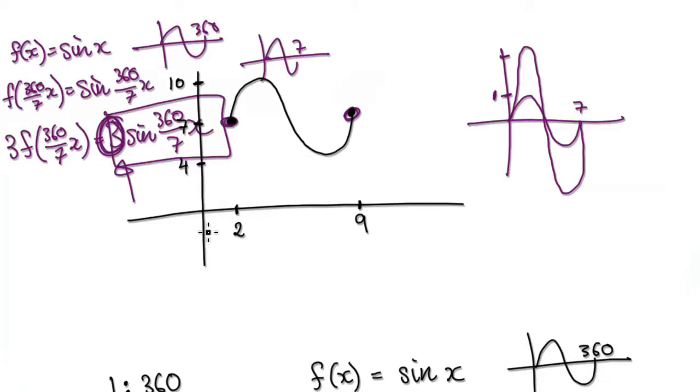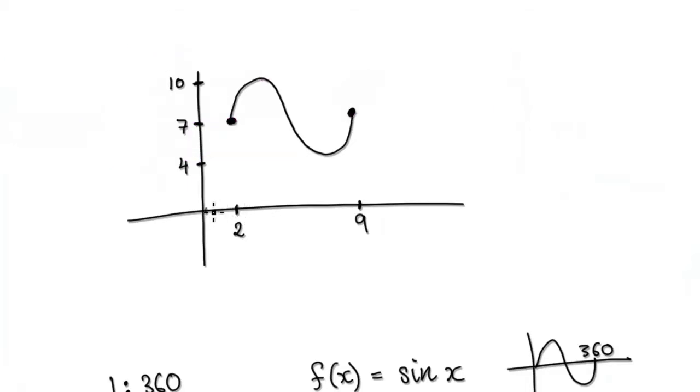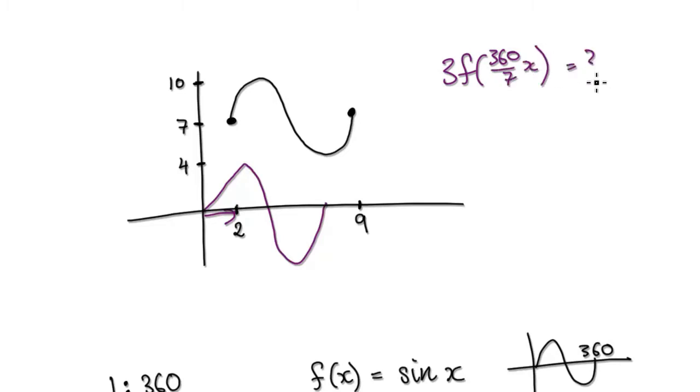So now we need to move it across. At the moment we've got a sine graph looking like this, where we have an amplitude of 3. Now we need to move it across by 2. So at the moment we've got f of x equals 3 sine 360 over 7x. This is our current equation.